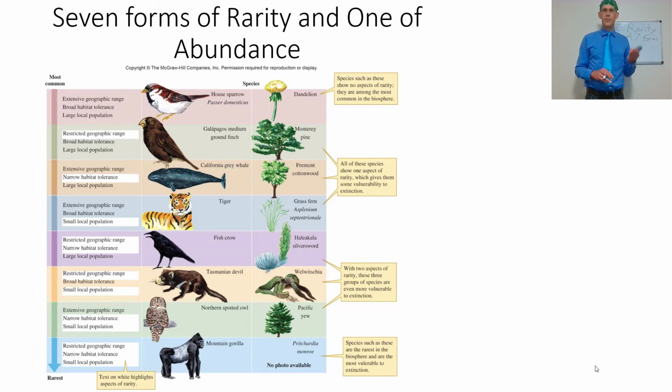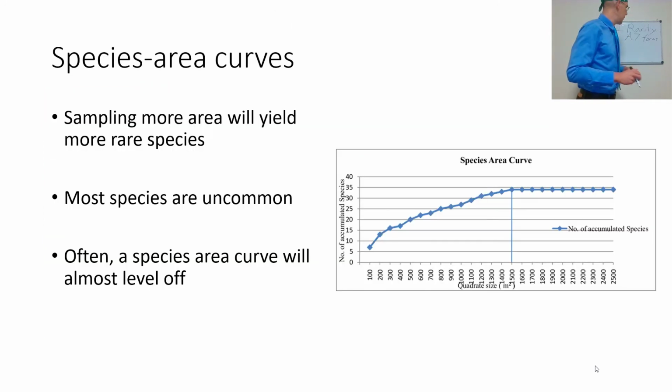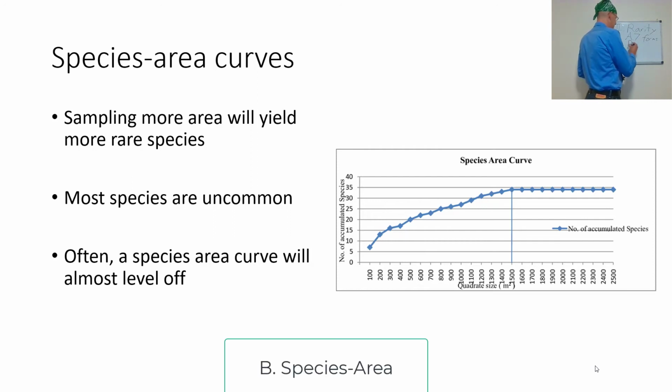It can be a restricted geographic range, a narrow habitat tolerance, or small populations. Any one of those 3, and you're uncommon, and all of those 3, and you're rare. So let's think about looking for species.